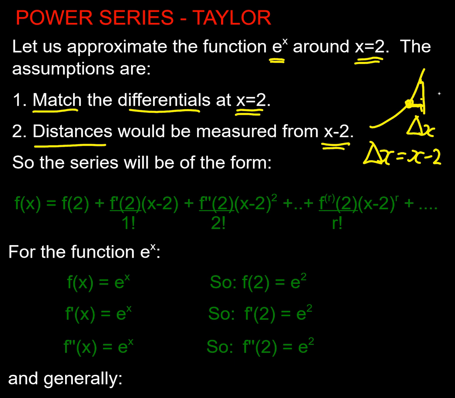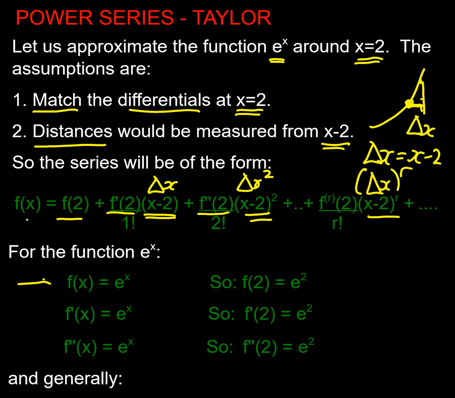So what does that mean for our series? Well, for our approximation, we're going to match our value at x equals 2. We're going to match our gradient at x equals 2. We're going to match our second differential at x equals 2, etc. And the second part is, rather than having x here, we're going to have x minus 2, because these are our delta x. That is delta x. That's delta x squared. Now here is delta x to the power r. There we go. Okay, so all we need to do is to match the gradients, etc., and equate them.